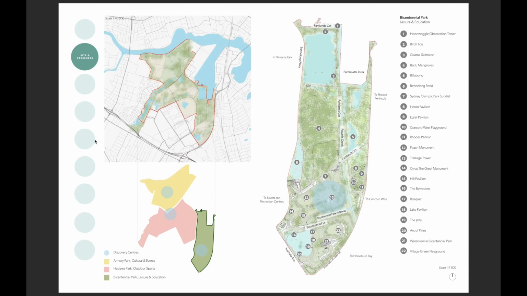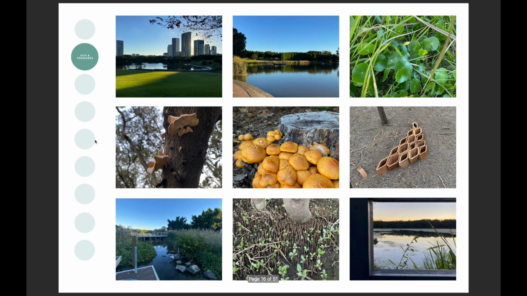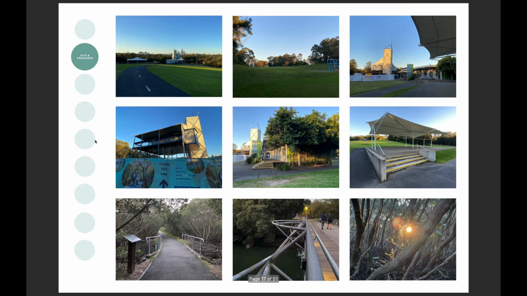The site has three main sectors: Armoury Park, Haslam's Park, and Bicentennial Park. The proposed Discovery Centre will be located within Bicentennial Park for its strong connection to vital ecosystems. Here are some photos from Bicentennial Park with different forms of inspiration. And some photos of the existing Discovery Centre, which includes a small-scale building, elevated function hall, and two pavilion areas, nearby bridges and walkways.